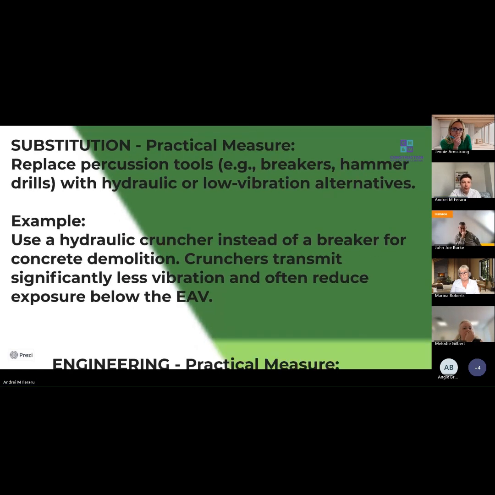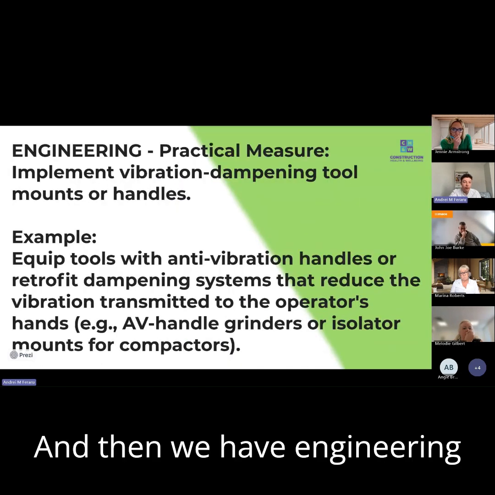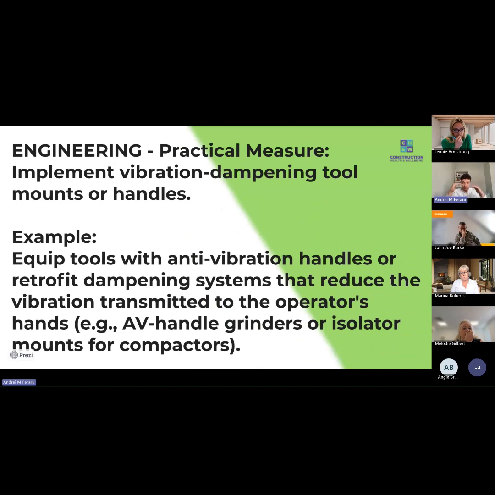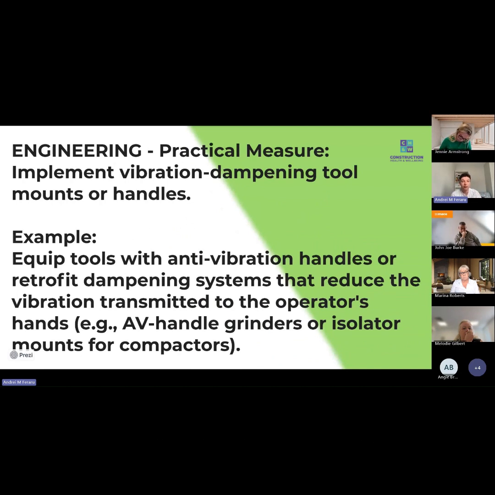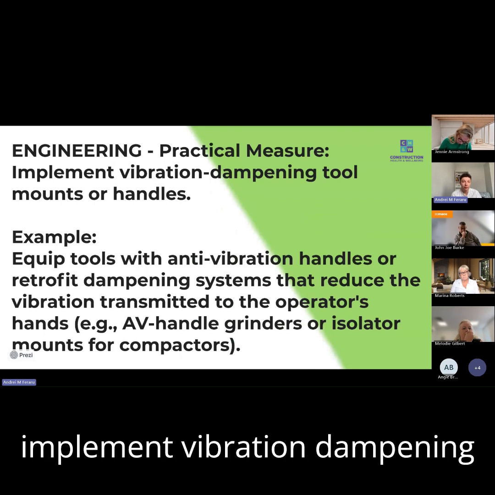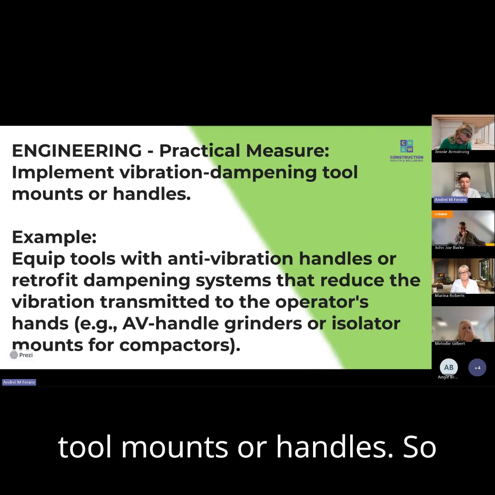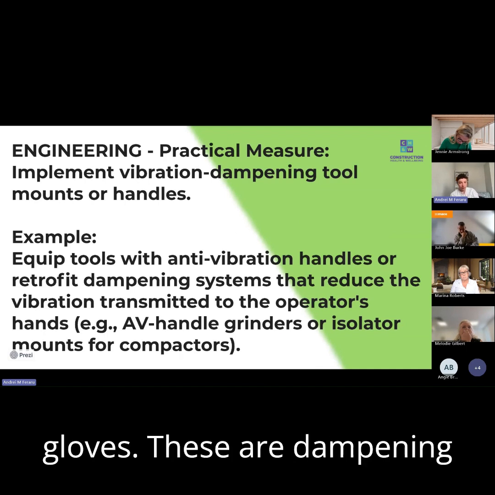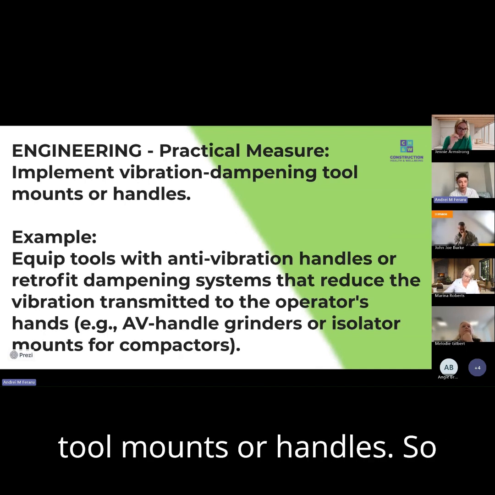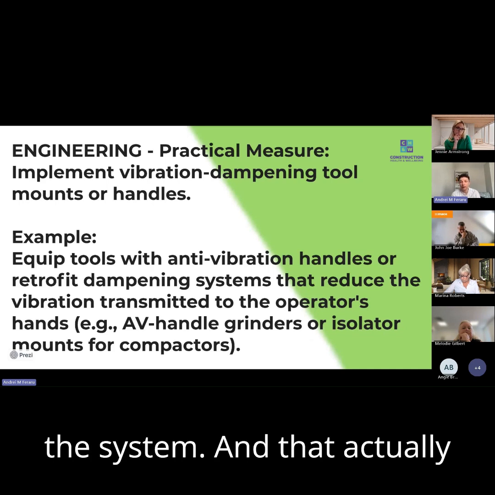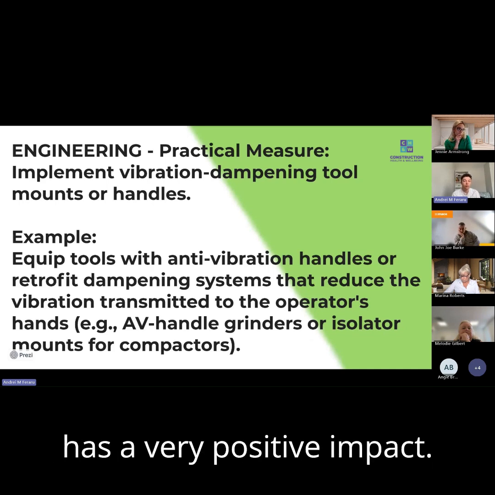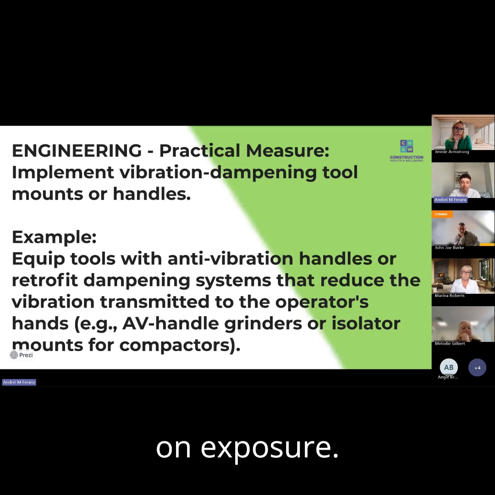And then we have engineering controls. That's the next lower down control measure that you could take. So implement vibration dampening tool mounts or handles. So these are not anti-vibration gloves. These are dampening tool mounts or handles. So you would equip tools with those types of things, which you can actually retrofit on the system, and that actually has a very positive impact on exposure.